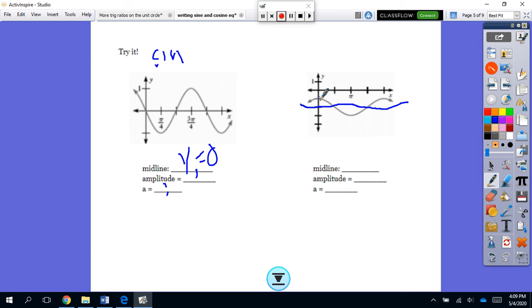So let's see, the max is -1, then it goes to -2, then it goes to -3, back to -2, and back to -1. Well, this is cosine, right? Max, midline, min, midline, max. So the midline for this one is y equals -2. The amplitude, well, the difference between the midline and the max is just 1.